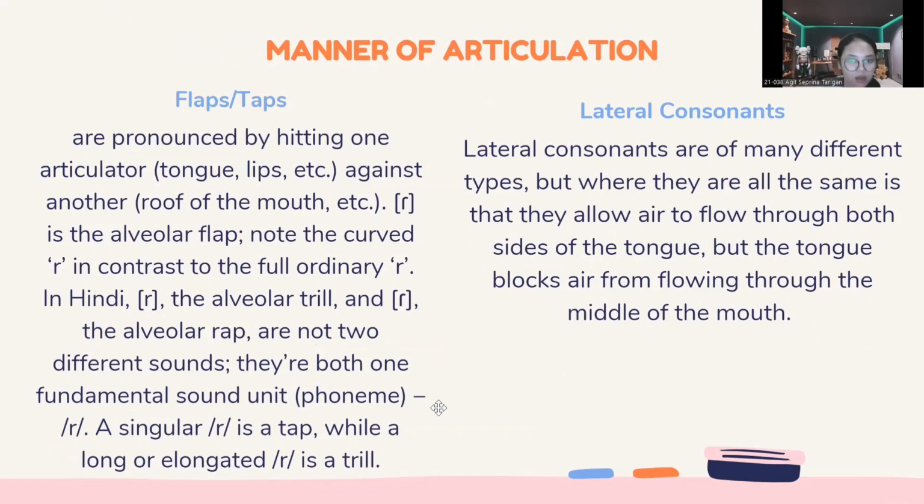Lateral consonants. Lateral consonants are many different types, but what they all have in common is that they allow air to flow through both sides of the tongue, but the tongue blocks air from flowing through the middle of the mouth.